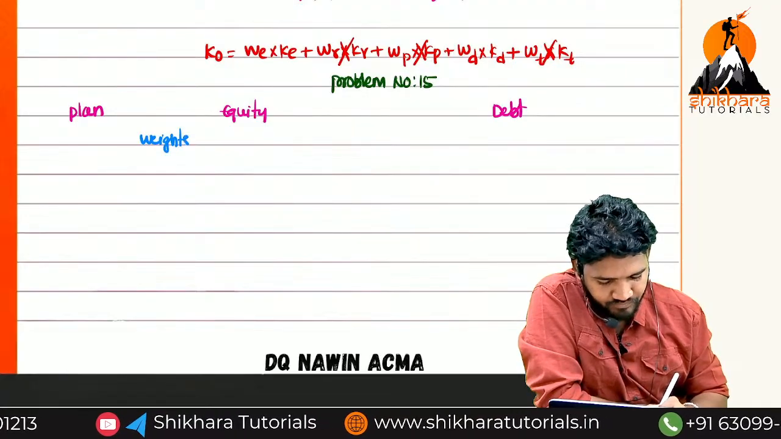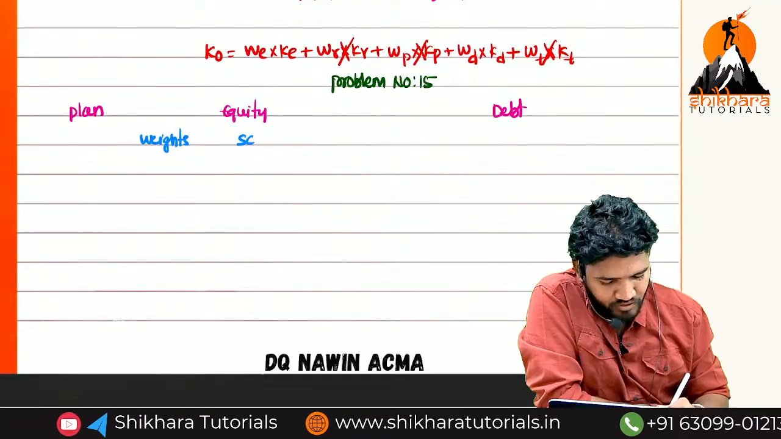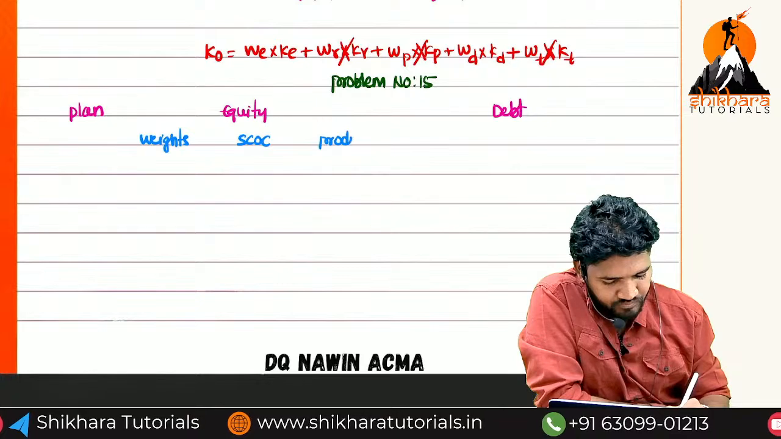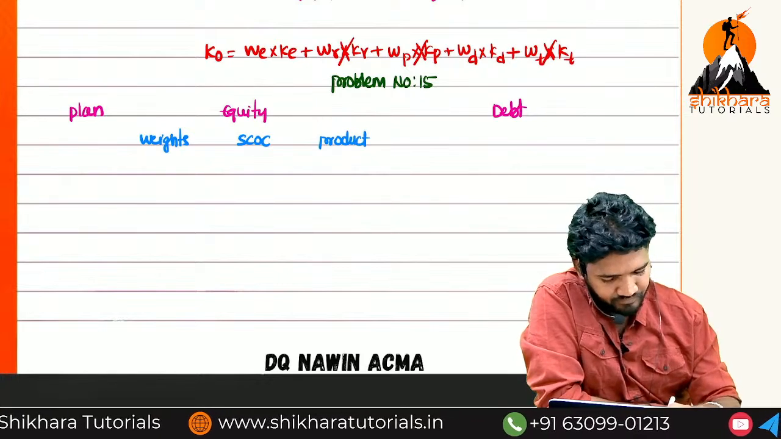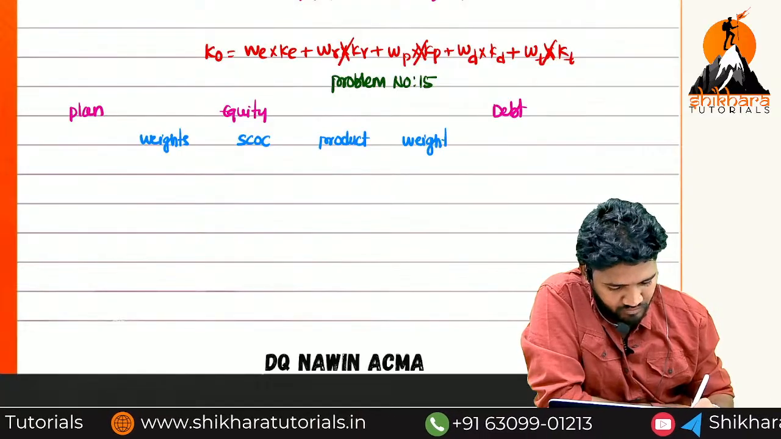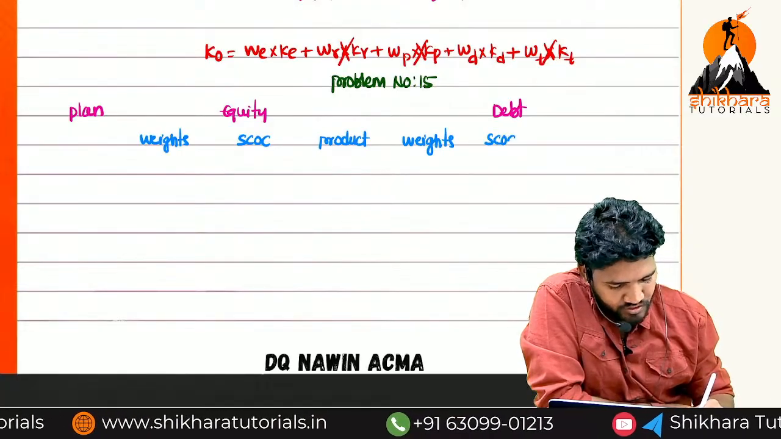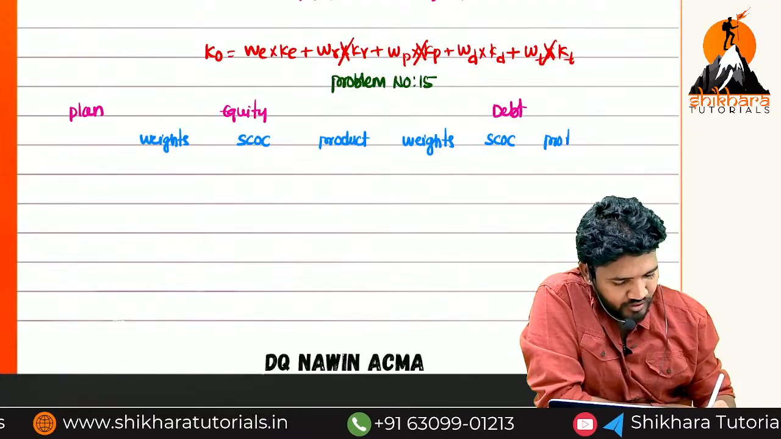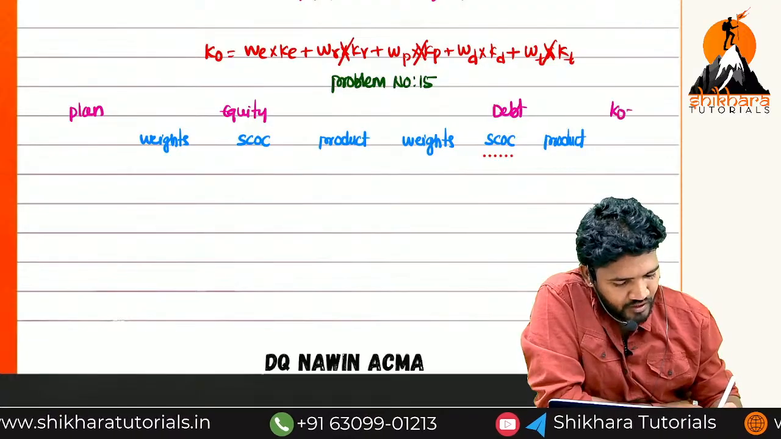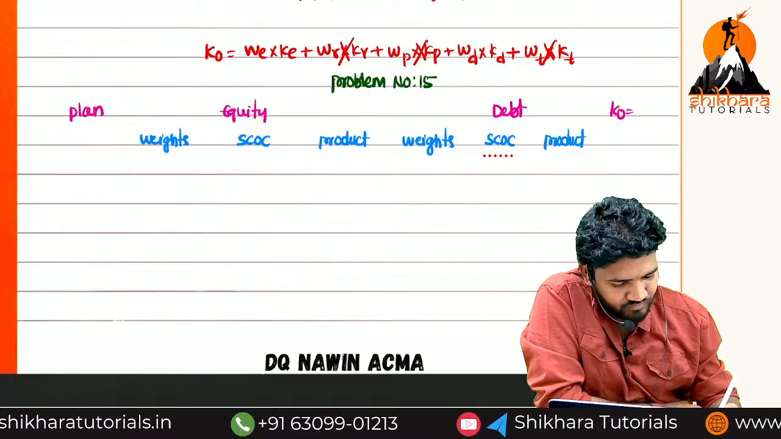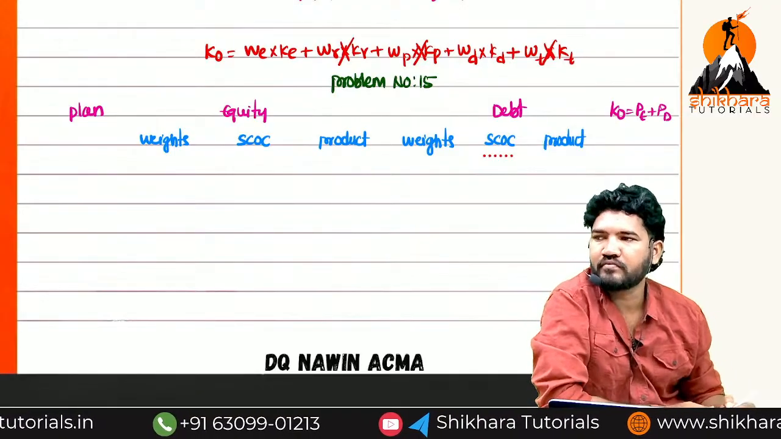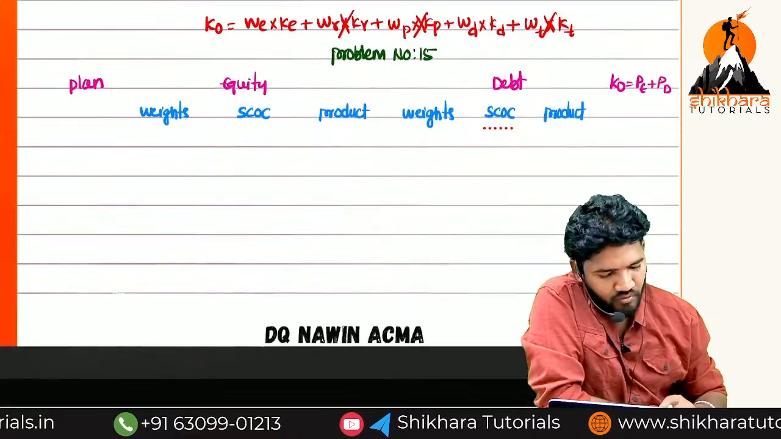Weights, specific cost of capital, product. Here also same: weights, specific cost of capital, product, and one more point you have to add, KO. KO equals product of equity plus product of debt. Okay.